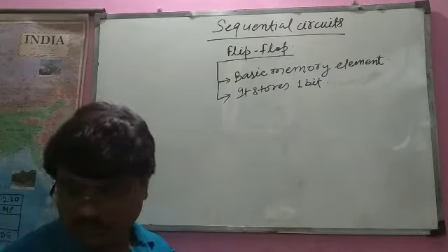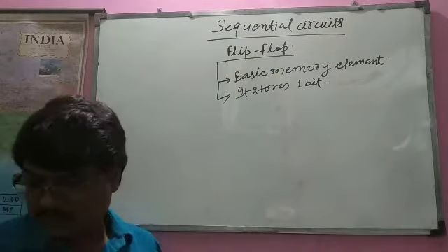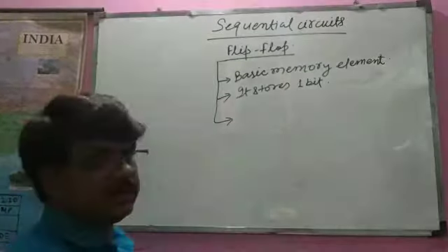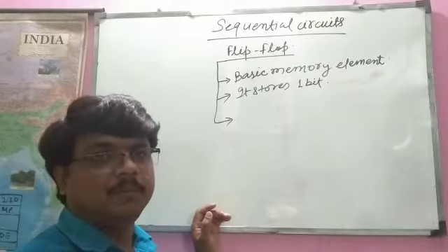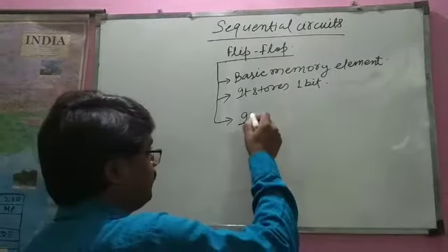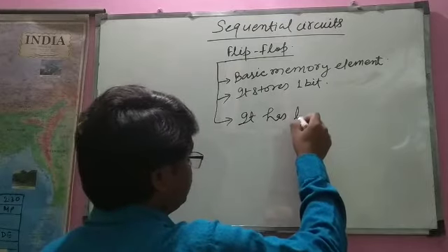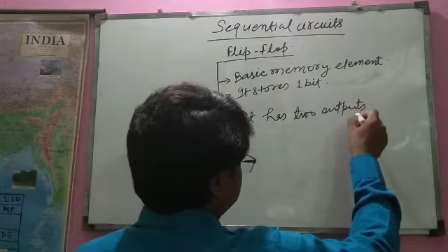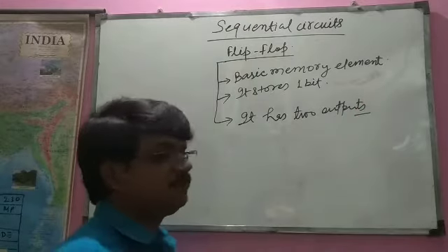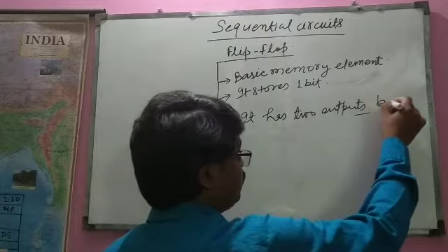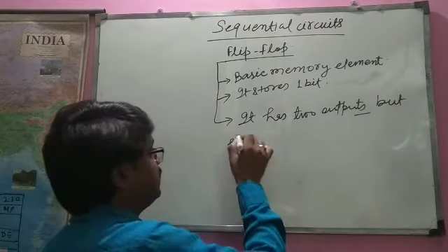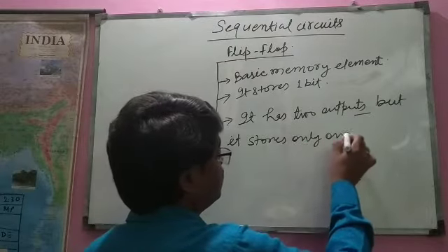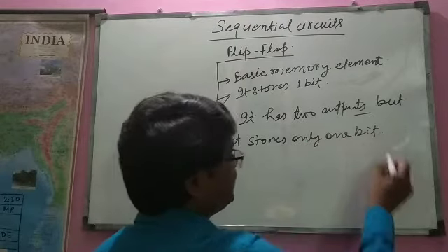Let us see. Some people get confused that it stores 2 bits because it has two outputs. It has two outputs, but it stores only 1 bit. Why is it so?